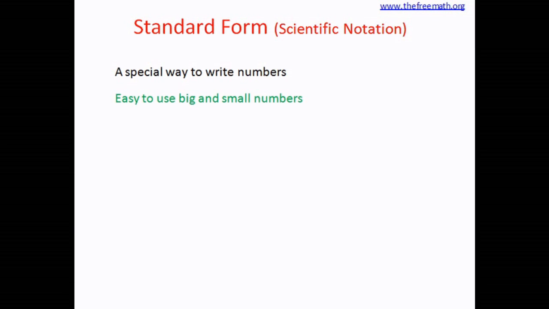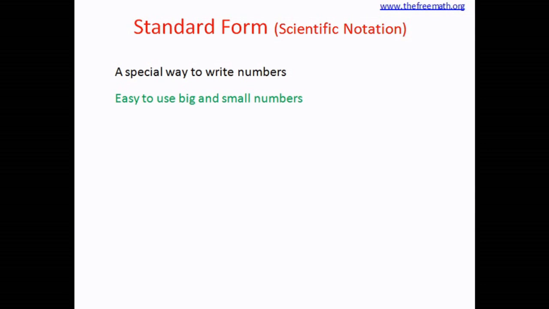Let's see what is standard form or scientific notation to write numbers. Standard form is really a special way to write numbers, and it is that kind of a special way which makes it easy to use very big or very small numbers. Now let's see how a number in standard form looks.